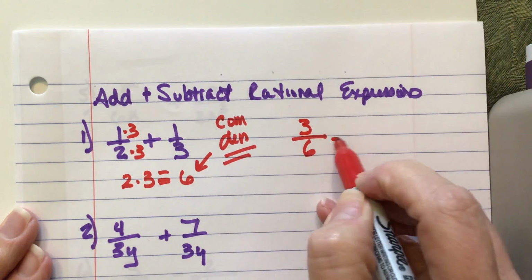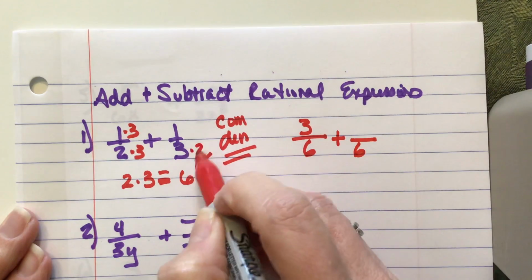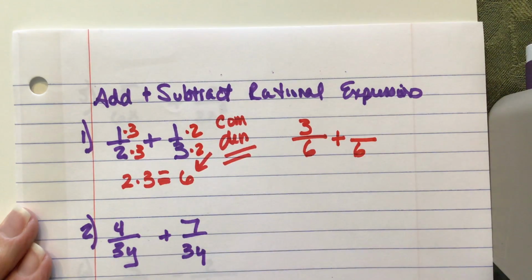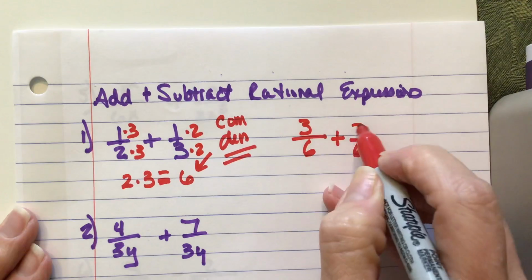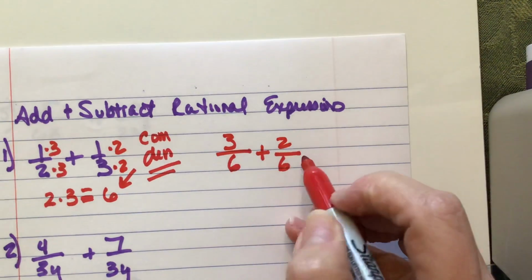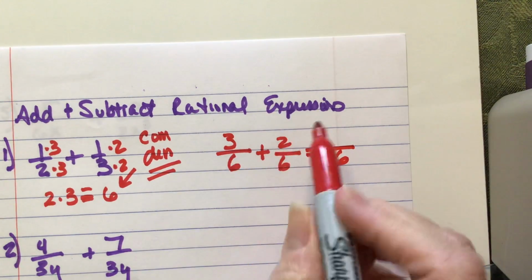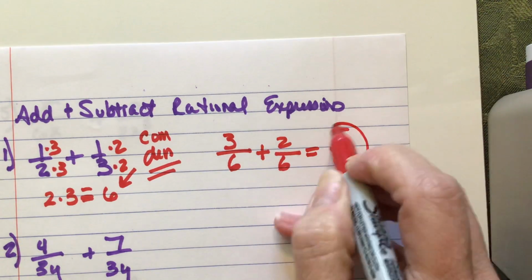My second fraction, again, I need a common denominator of 6. So I'm going to multiply by 2, top and bottom. So 2 times 1 is 2, and then 3 times 2 is 6. Now I can add my fractions. They have a common denominator. I keep the denominator, and I add the numerators to get 5/6.